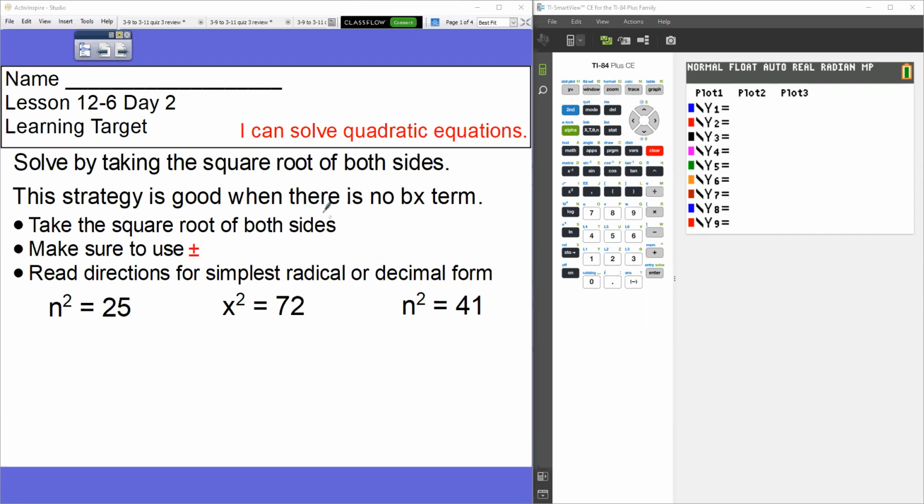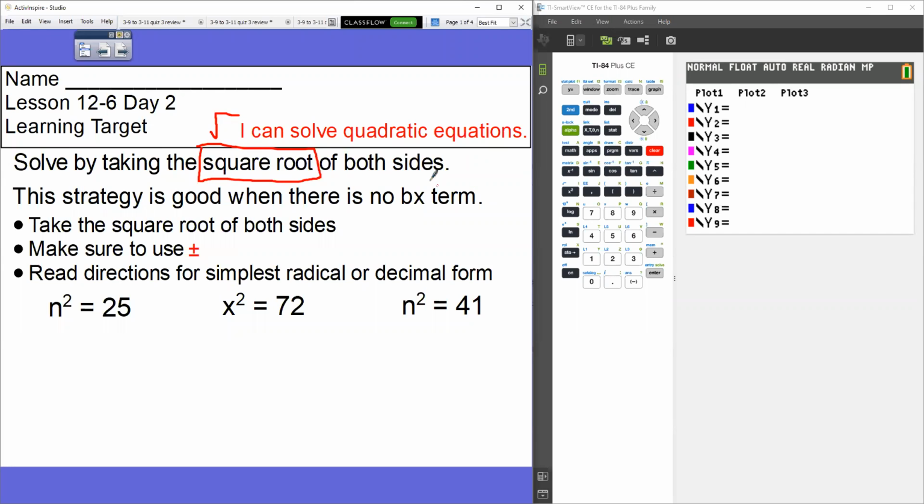What you're going to be doing is the opposite of squaring a number, which is to take the square root of a number. Remember that the square root is a little check mark deal. This strategy is especially good when there is no bx term. So what you're going to do in these problems today is try to get rid of that squared first by taking the square root of both sides.